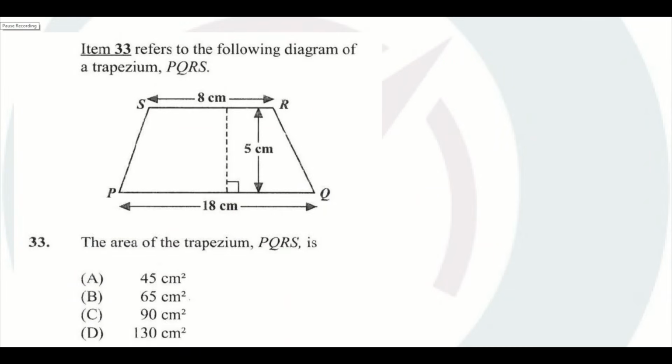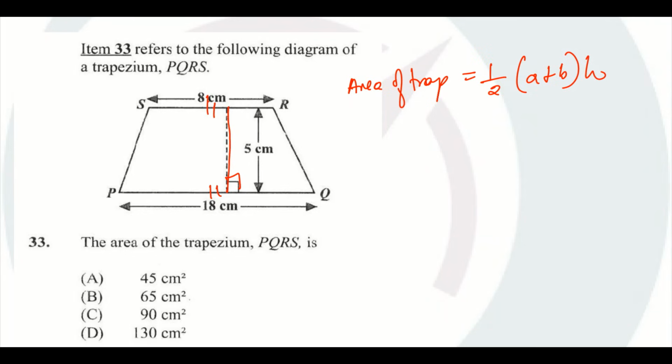Item 33 refers to the following diagram of a trapezium PQRS. The area of the trapezium is, we know that, and this is on your formula sheet: area of a trapezium is half the sum of the parallel sides. So this side is parallel to this side, so we just call them A plus B for now, times the perpendicular height, the height that's from the right angle.